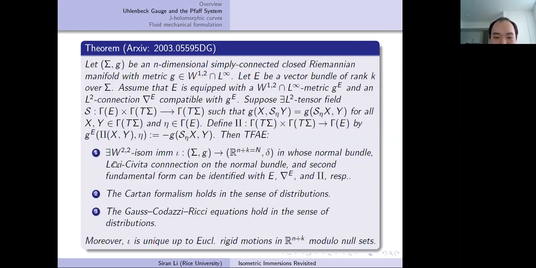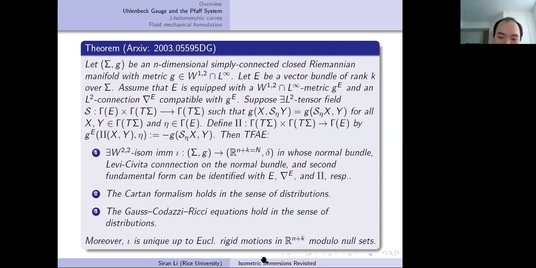The first one is the existence of W^{2,2} isometric immersions. And as we remarked, for this isometric immersion, I can also identify the normal bundle, the connection on the normal bundle, and the second fundamental form with E, ∇^E, and II respectively. So everything behaves naturally. And so the existence of W^{2,2} isometric immersions is equivalent to the Cartan formalism, dω + ω ∧ ω = 0. And this is also equivalent to the Gauss-Codazzi-Ricci equations.